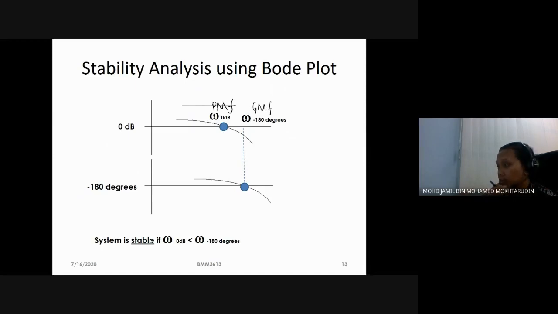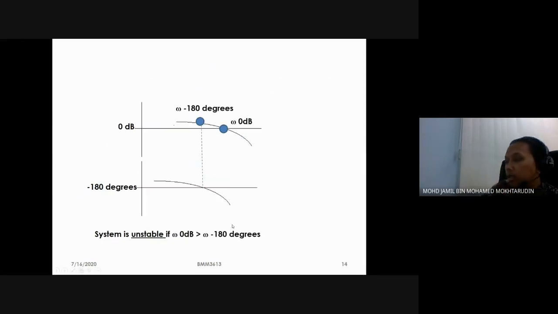Okay, stability using Bode plot. When phase margin frequency is less than gain margin frequency, then the system is stable. If you have phase margin frequency bigger than gain margin frequency, then the system is unstable.